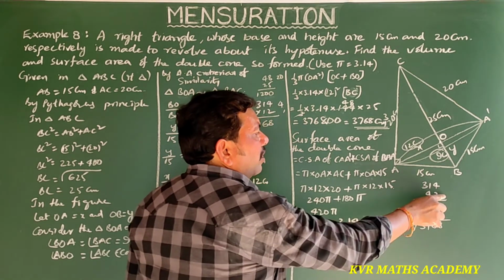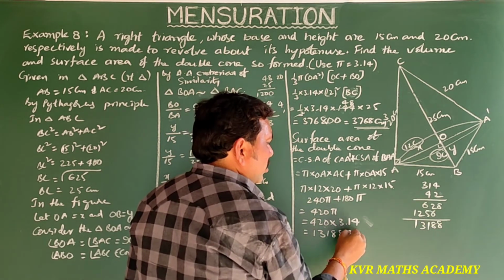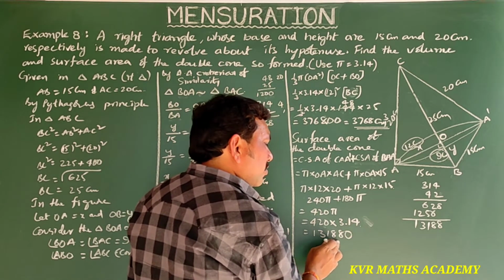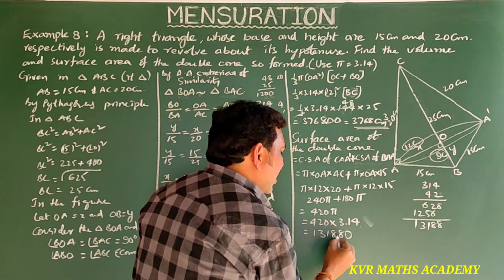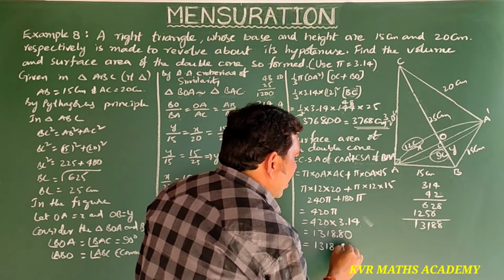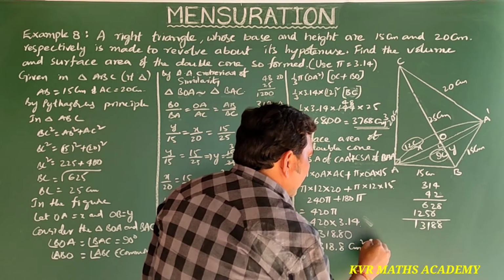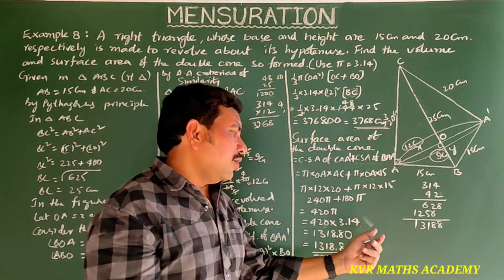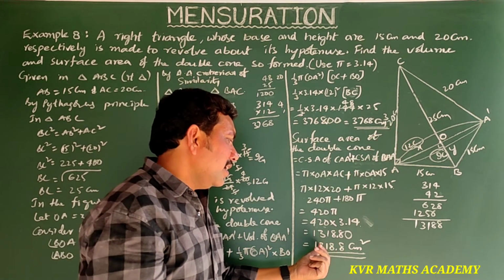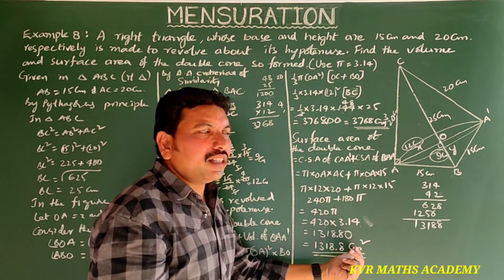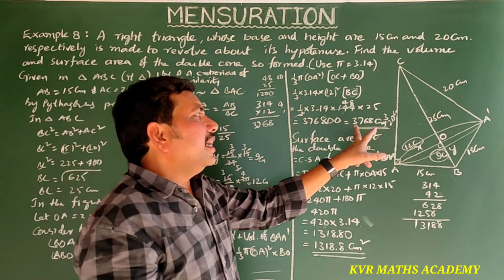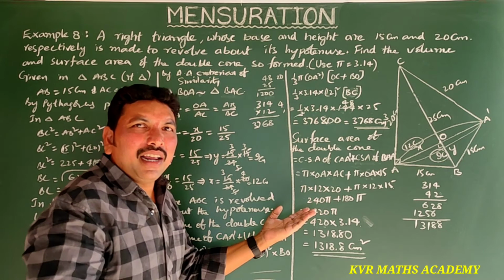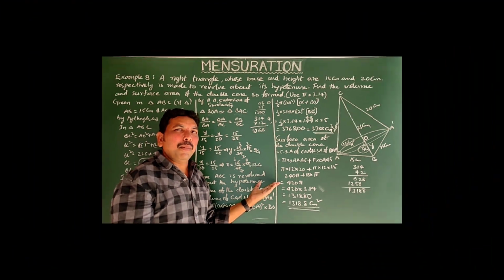0 is there, only with 42 we have to find. So 0 put. Here after the point 2 digits are there, so before 2 digits we have to keep the point. That is equal to 1318.8 centimeter square. So this is the surface area of the double cone. The surface area of the double cone is 1318.8 centimeter square and the volume of the double cone is 3768 centimeter cube. Have you understood clearly? Yes.